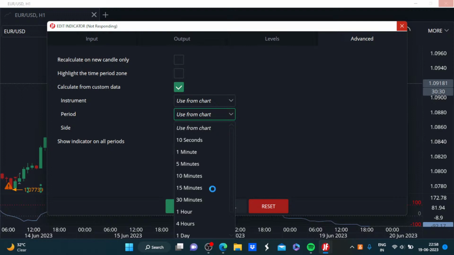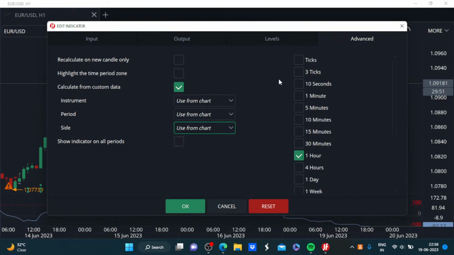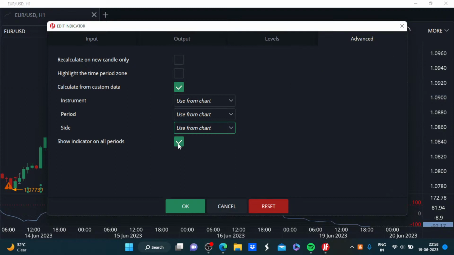So all these options have been provided on the platform to make your customization much easier, and also simpler to understand and simpler to execute. The spread side can be the same as the chart or defined independently as well. If you want the indicator to be available on all the candle periods, whenever you change the chart's candle period, you can have it, or else you can specify on which particular time frame you want it, and accordingly it will appear on that chart as well. So that option has been provided on the chart.